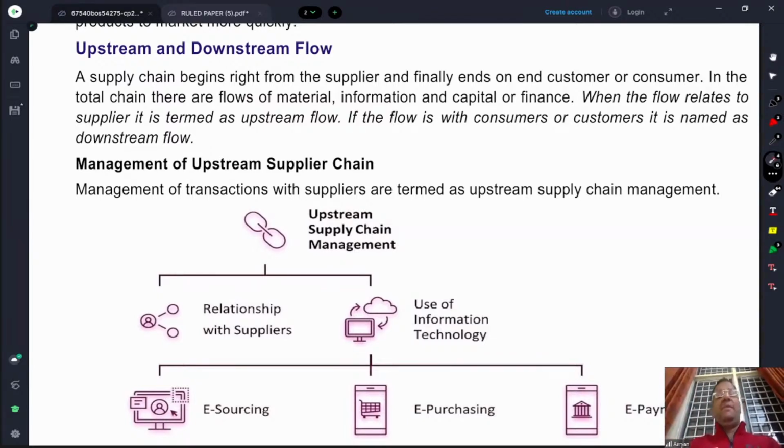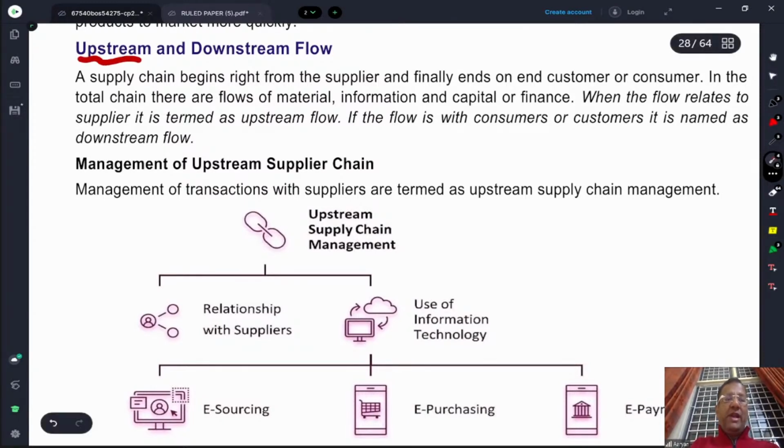In supply chain management, we cover the original supplier, the manufacturer, the warehouses, the distribution center, everything, all the activities that are related with converting raw material to finished goods and delivering it to the end user. All such things are covered. Now, all these things are divided into two parts for better understanding by the authors. One is upstream flow and the other is downstream flow.